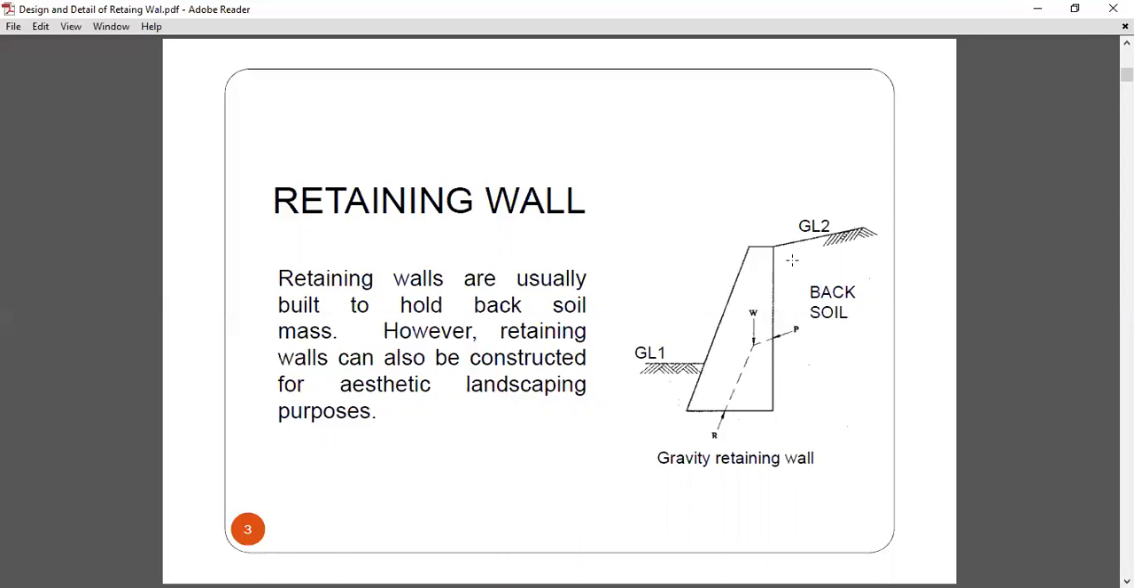Retaining walls are usually built to hold back a soil mass. However, retaining walls can also be constructed for aesthetic landscape purposes. Like in the Ahmedabad riverfront, the retaining wall is constructed for two purposes: to retain the soil, or the upper structure, so it does not collapse, and to make the aesthetic view of the city better.